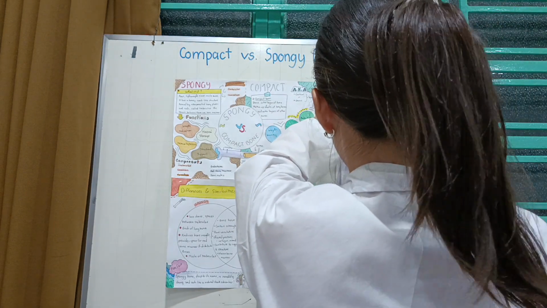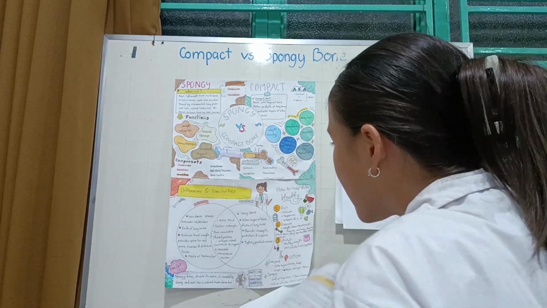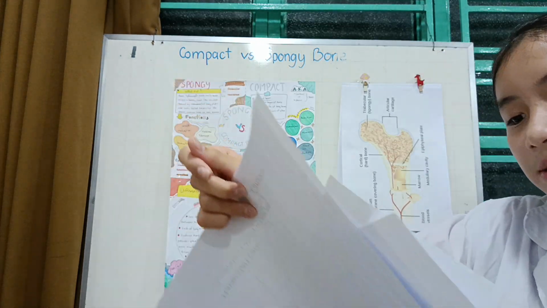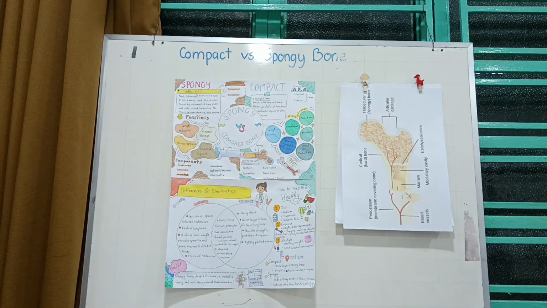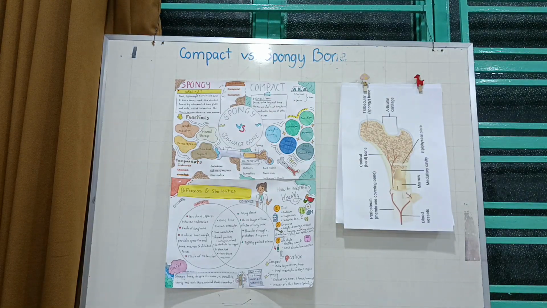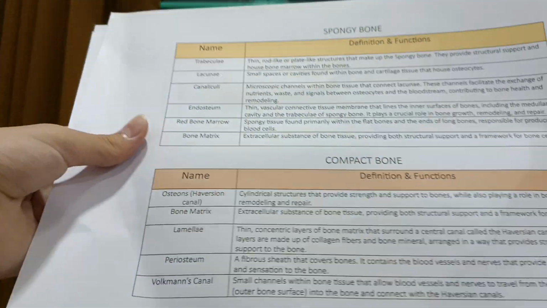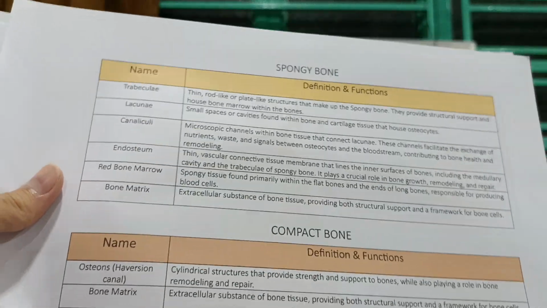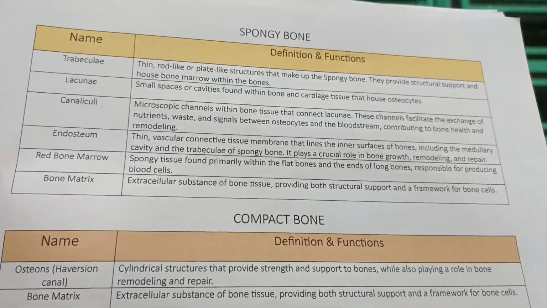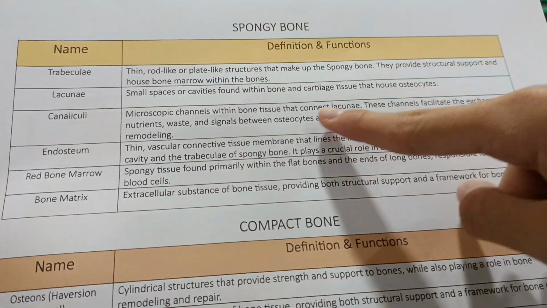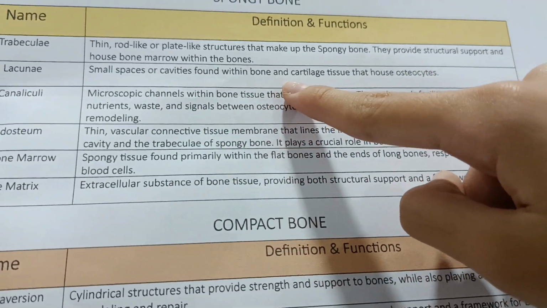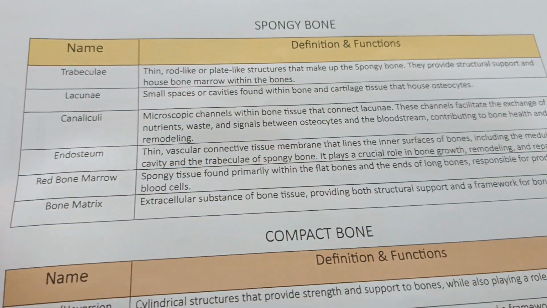So the lacunae, if you're wondering what these words are, I have this. The lacunae are the small spaces or cavities found within bone and cartilage tissue that house the osteocytes. This is the table of the definition and functions of the components within the spongy bone. As you can see, there's the lacunae, which is the second part here, the small spaces and cavities found within bone and cartilage tissue that house the osteocytes.